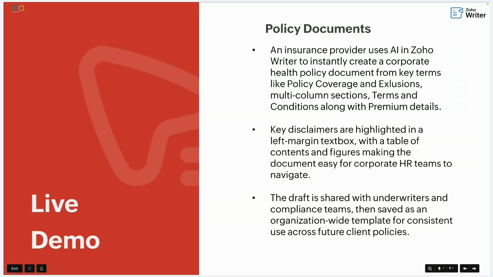And now, to give you a clearer picture, let's take one specific use case, that is policy documents. Imagine an insurance provider using AI in Zoho Writer to instantly generate the complete content for a corporate health policy document. All they need to do is provide key terms like policy coverage and exclusions, and AI creates a solid draft in seconds. This draft can be formatted into a well structured document with features like key disclaimers highlighted in the left margin, a clear table of contents, and neatly organized sections, making it easy for corporate HR teams to navigate.